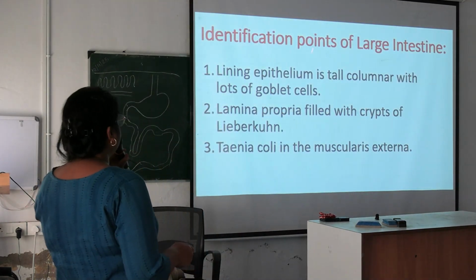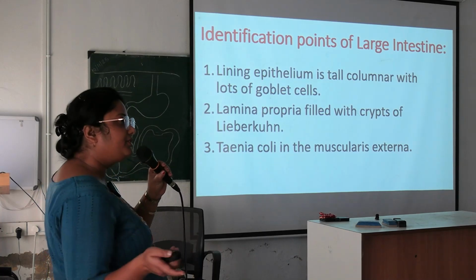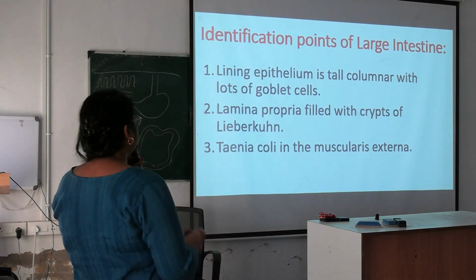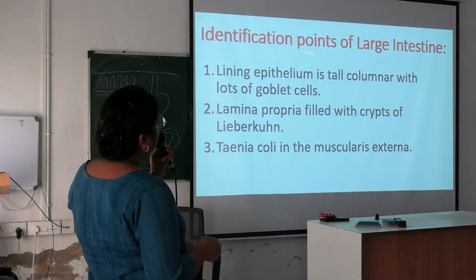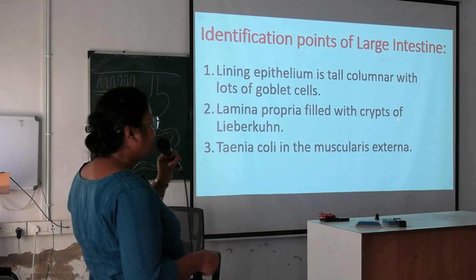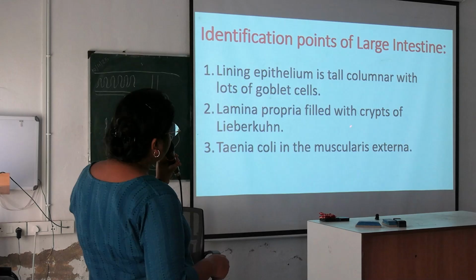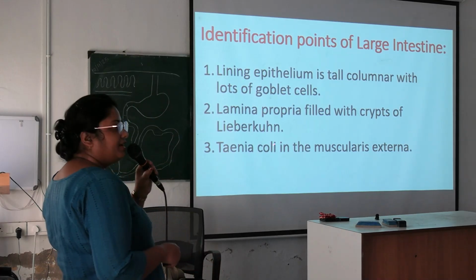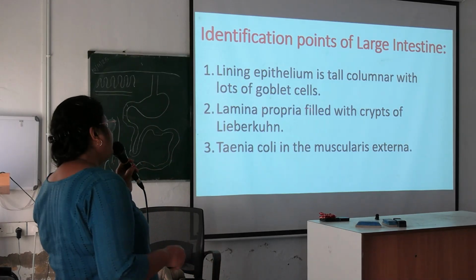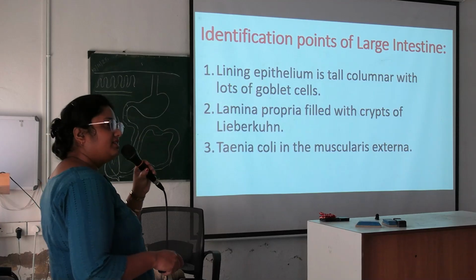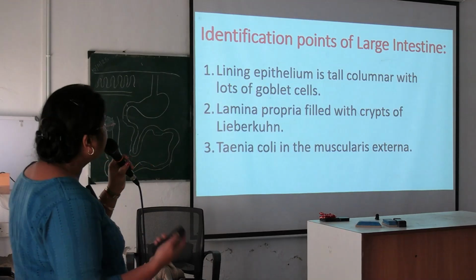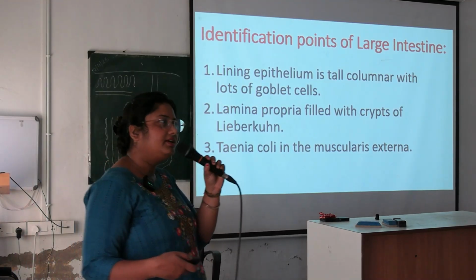So these points you write down for the large intestine in your histology copy. You can take a picture of this slide. The lining epithelium is tall columnar with lots of goblet cells, and the lamina propria is filled with crypts of Lieberkühn, and Tenia Coli is present in the muscularis externa. So these are the features of the large intestine. Okay, understood?